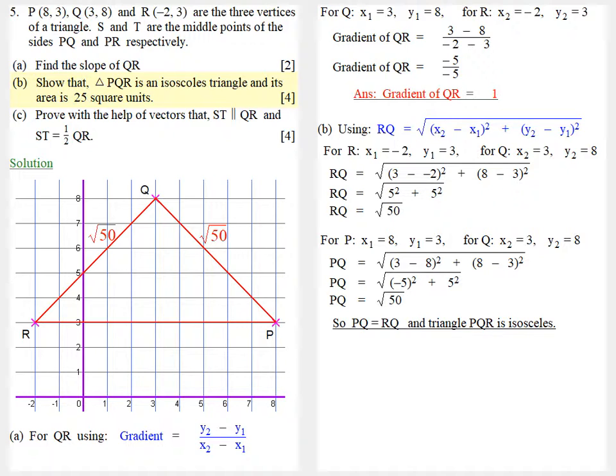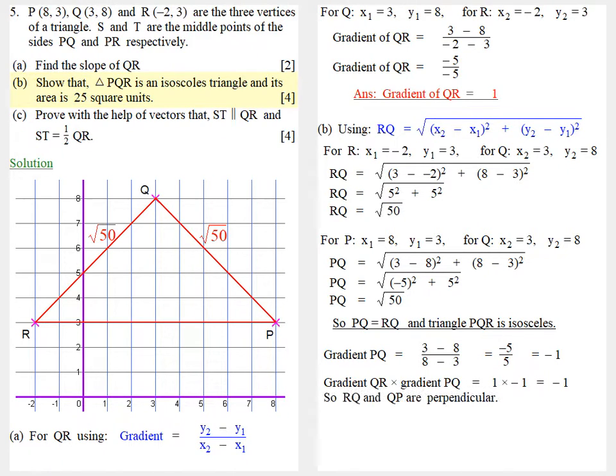Now we want to work out the area of the triangle, but first let's work out the gradient of PQ. Now the gradient of PQ is 3 minus 8 over 8 minus 3, which is minus 5 over 5, which is minus 1. So the gradient of QR times the gradient of PQ is 1 times minus 1, which is equal to minus 1. Now this tells us that RQ and QP are perpendicular to each other. In other words, the angle PQR is equal to 90 degrees.